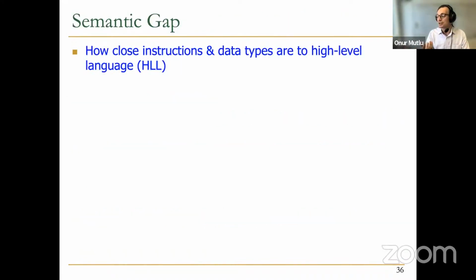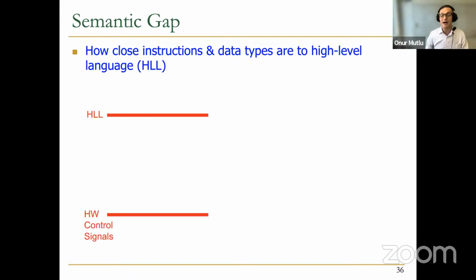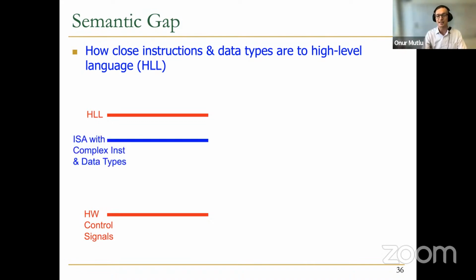Let's take a look at the semantic gap pictorially a little bit. I like looking at this thing pictorially because I think it explains things better. Basically, we're talking about how close instructions and data types are to high-level language. So let's draw the line for high-level language over here. Pick your favorite language again, Python, if you will. And then we have hardware control signals. In the end, what a system does is take the high-level language and map it to the hardware control signals, and ensure that the hardware control signals do what the high-level language specifies. But of course, we go through an ISA, as we discussed, right? Instruction set architecture. The question is, where is that ISA? Is it closer to the high-level language, or is it closer to the hardware control signals?